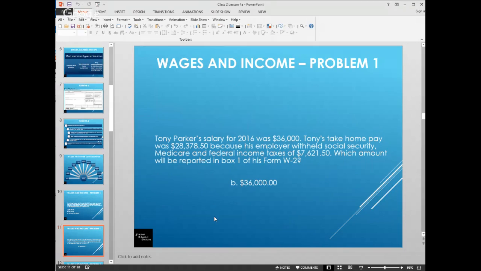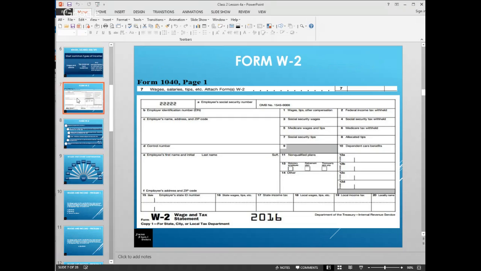You would also see amounts listed not just in box 1, but also in boxes 2, 4, and 6, which would total up the amount that was subtracted from his pay and would be inclusive of the Social Security, Medicare, as well as his federal withholdings.